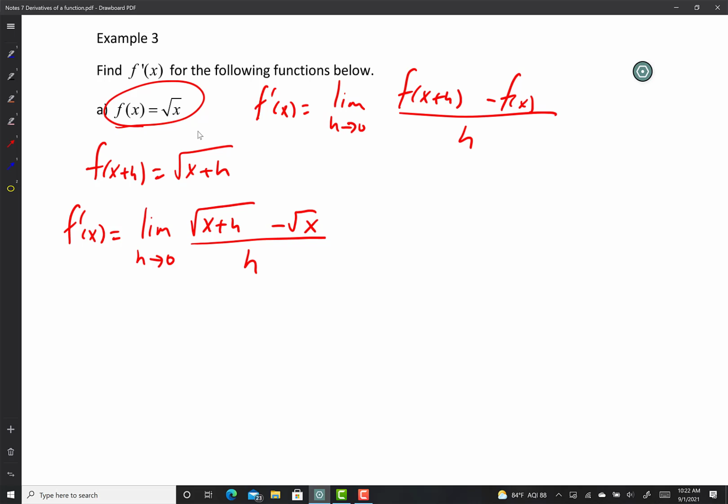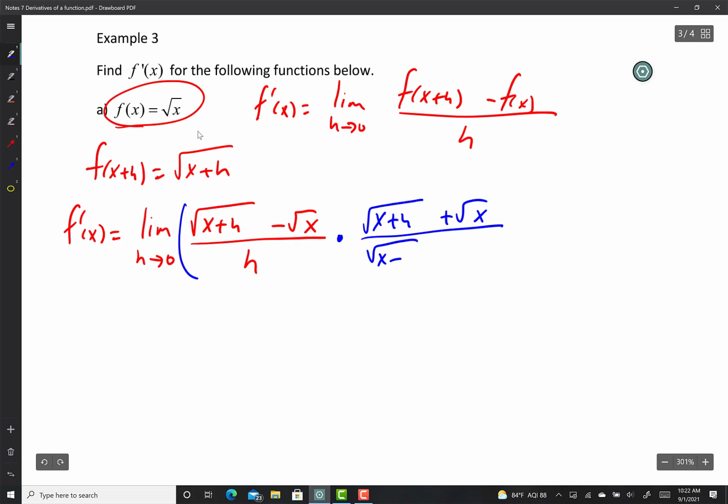Hopefully by now we've had enough experience that something should tell you what is right to do. Multiply by the conjugate, see? So now we're getting enough experience. So square root of x plus h plus square root of x over square root of x plus h plus square root of x. That in blue is still 1, so you're still multiplying by 1.